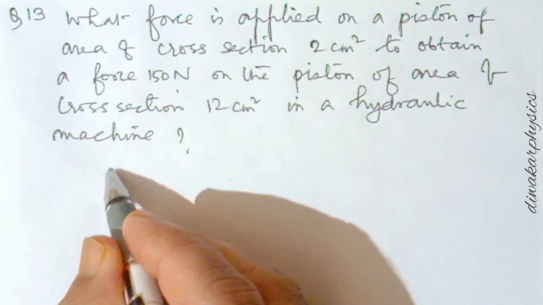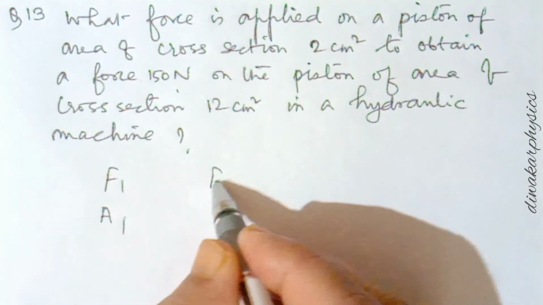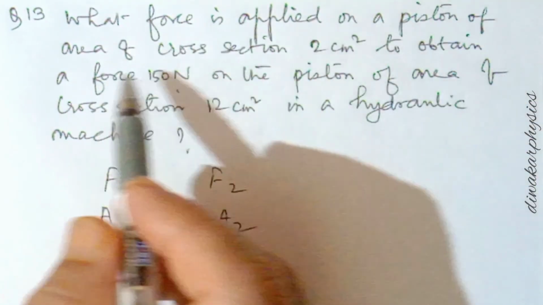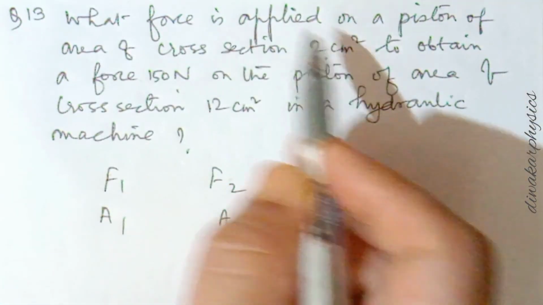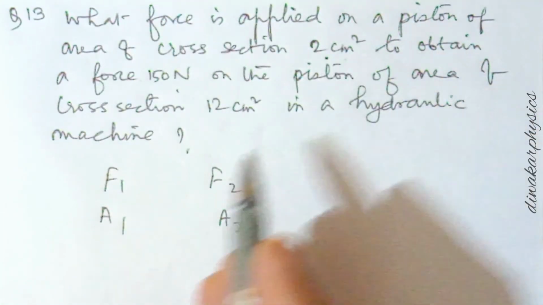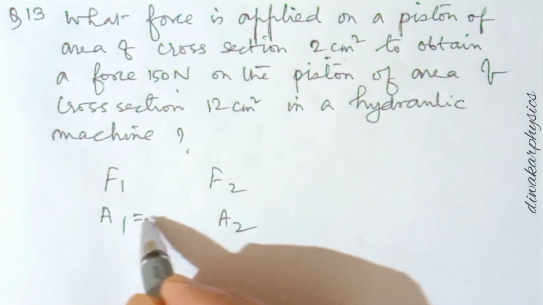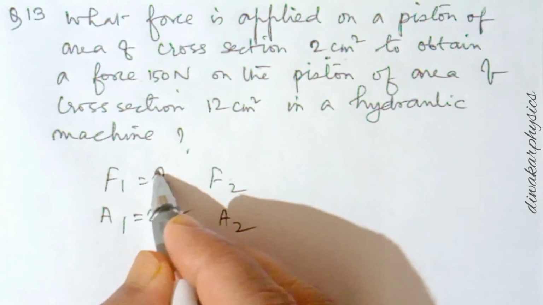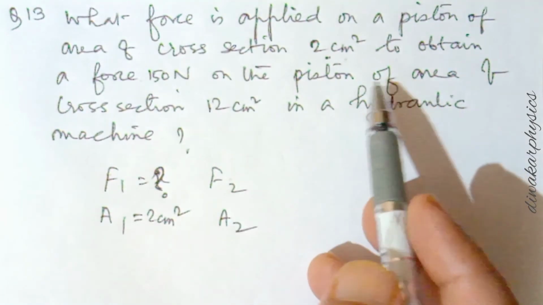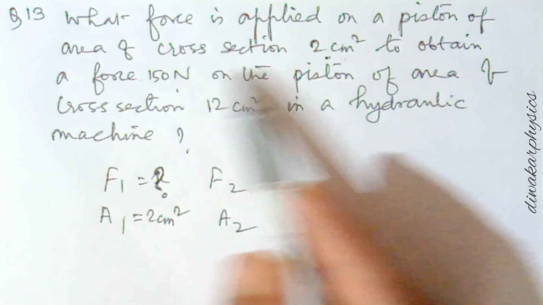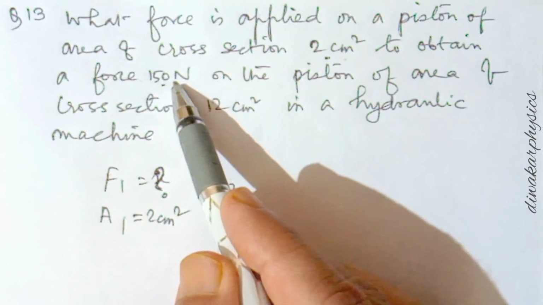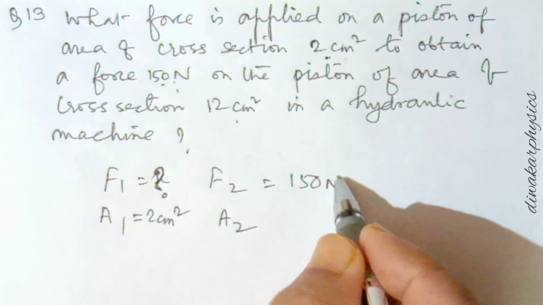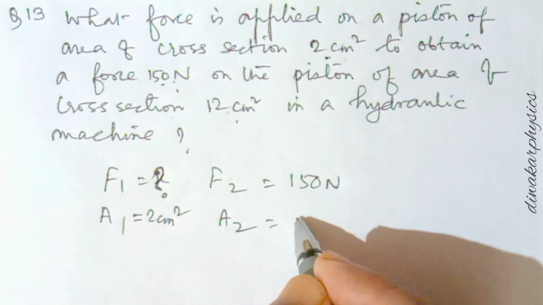So same way you can write F1, A1, F2, A2. So what is F1? What force is applied on the piston of area of cross section 2 centimeter square? So if you take this as A1, then this is unknown or question mark. Then to obtain force of 150 Newton on the area of this, that means you will obtain F2 150 Newton over the area 12. So this must be 12.